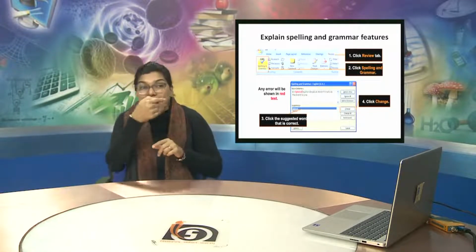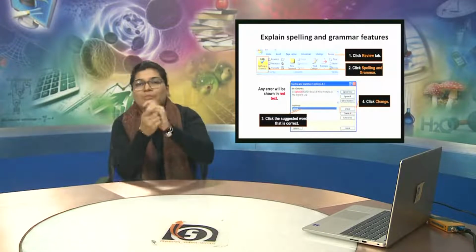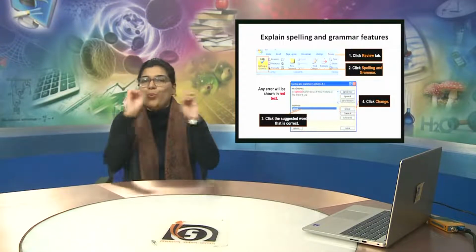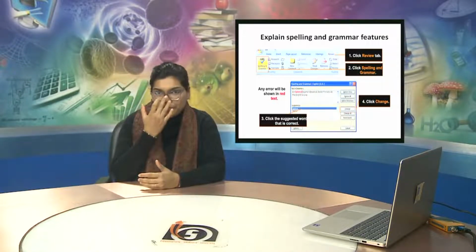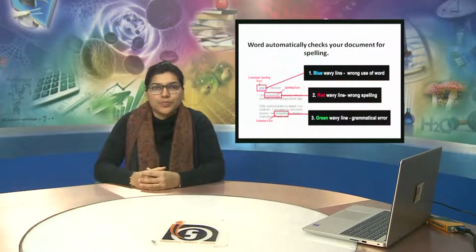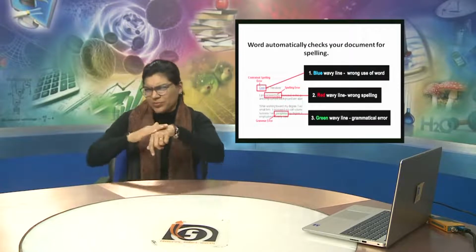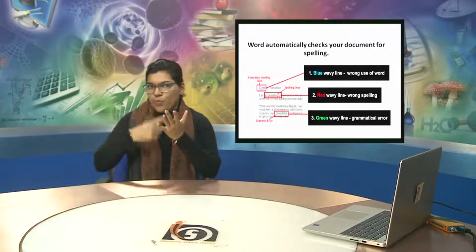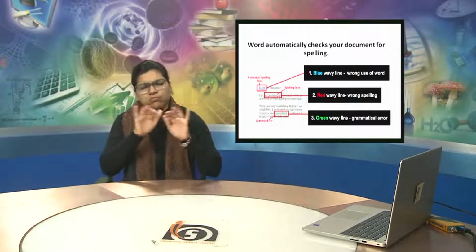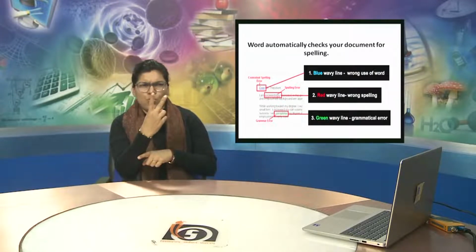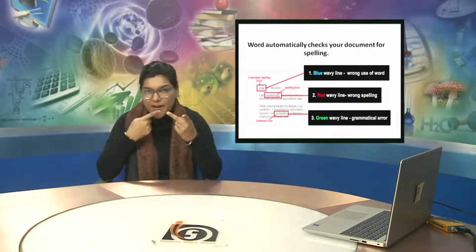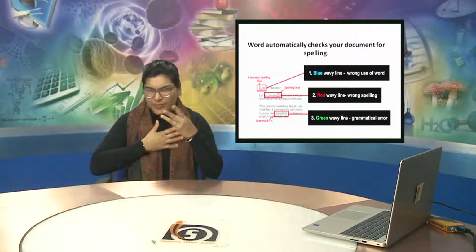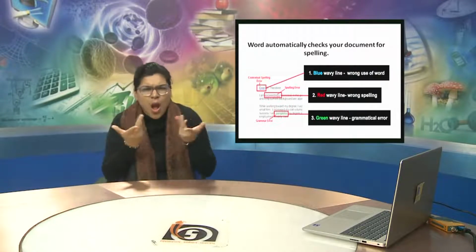You can click on the change button and choose the suggested word. Word automatically checks your document for spelling. First in blue, second in red and third in grey.